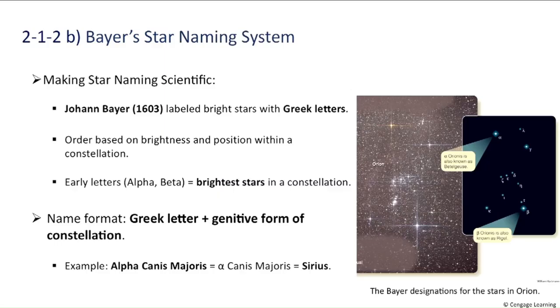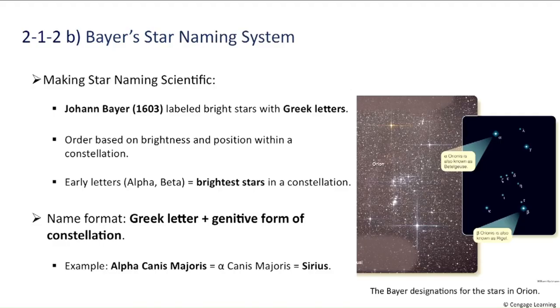So let's try it. If you hear Alpha Orionis, you know it's one of the brightest stars in Orion. If I say Beta Orionis, what do you think that means? It's the second brightest star in Orion. So these names tell us both where the star is and how bright it is. Now can you guess what Beta Centauri would be? It's the second brightest in Centaurus. So Bayer gives stars a systematic name.